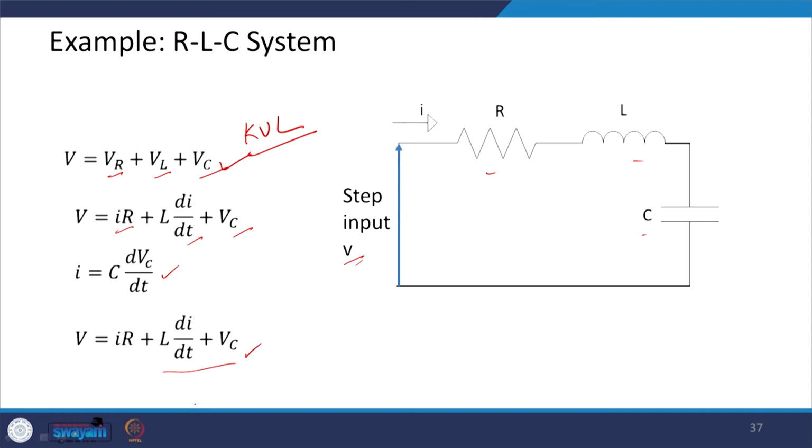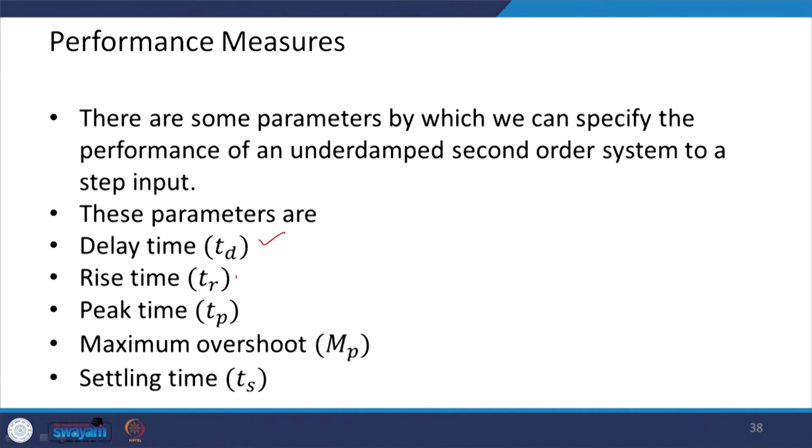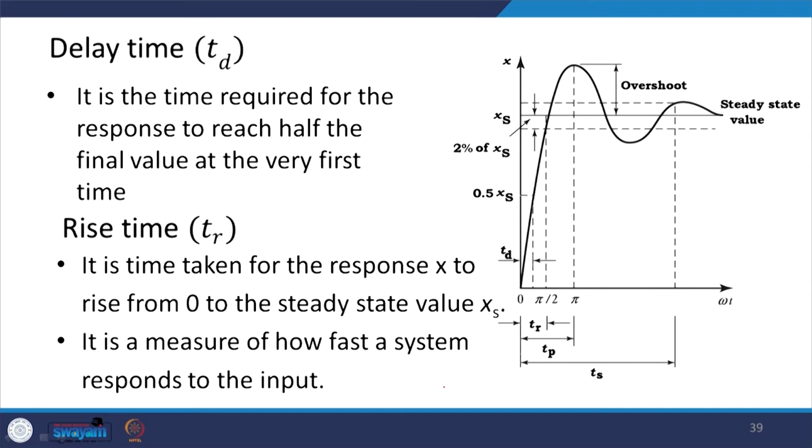Then there are various performance measure parameters, and these parameters tell how the system is responding. Those parameters can be measured with the help of, say, delay time, rise time, peak time, maximum overshoot, and settling time. So, with the help of these parameters, we can measure the performance of the dynamic system.